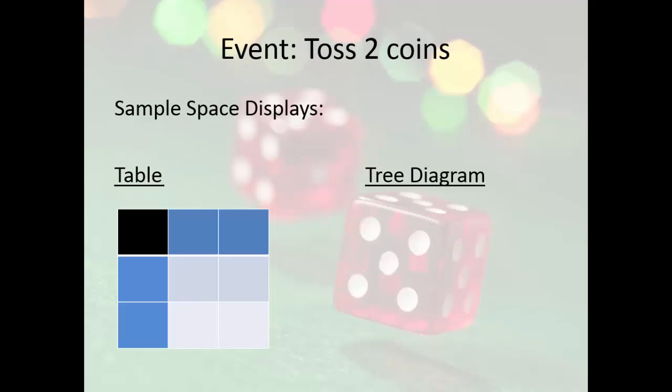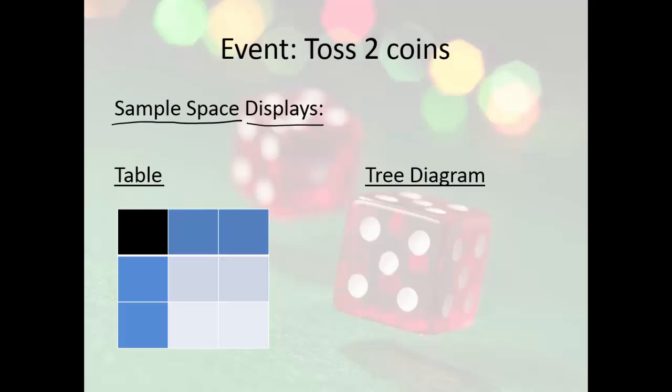Here's a probability event. Toss 2 coins. The sample space is what we call the collection of all possible outcomes, and we need to always know how many possible outcomes there are and what they are so we can calculate probabilities of different outcomes. So the sample space itself is a list of all the possible outcomes.